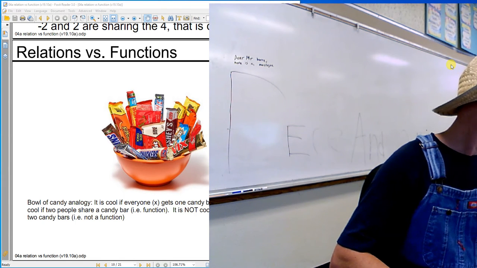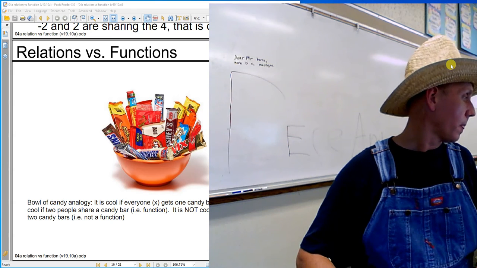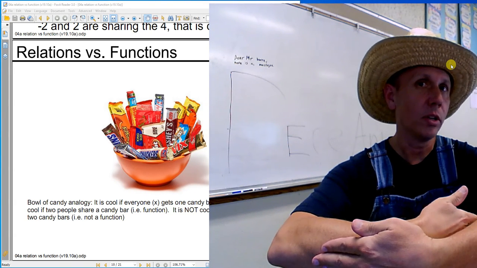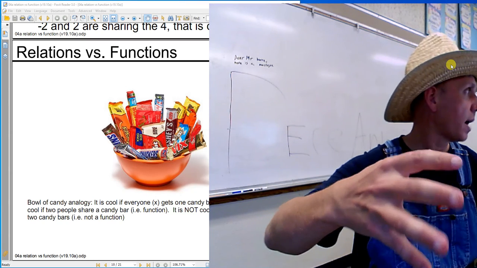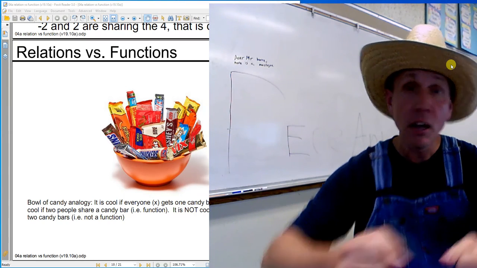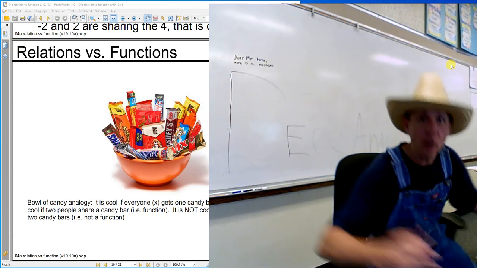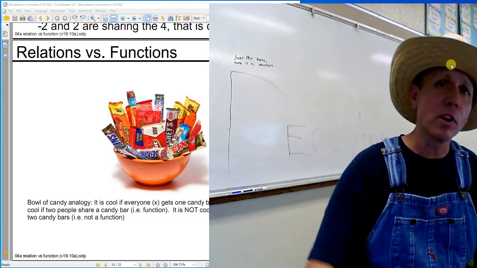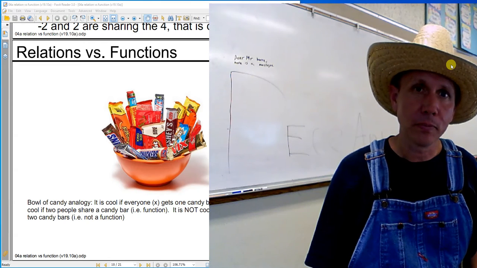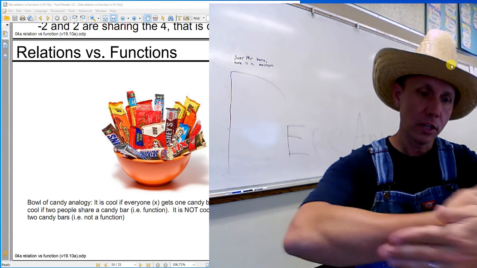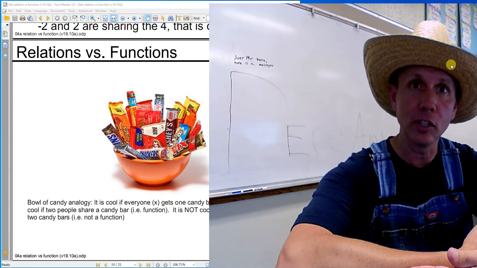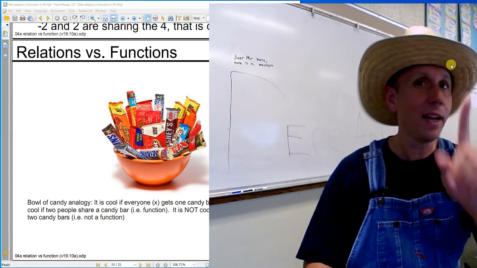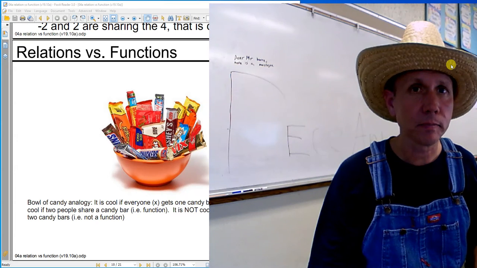And then I come over to Dakota. And I say, Dakota, take a candy bar. And you know what Dakota does? She grabs the Reese's and a Snickers. No! Dakota, no! That's not cool. You took two candy bars. You only get one candy bar. So right there, Dakota shows what not a function looks like. One person can't take two candy bars. One X can't take two Y's.